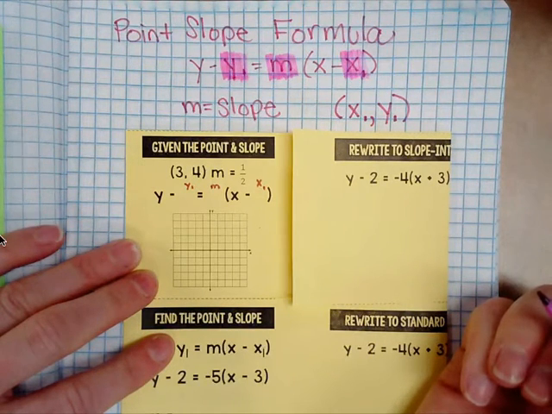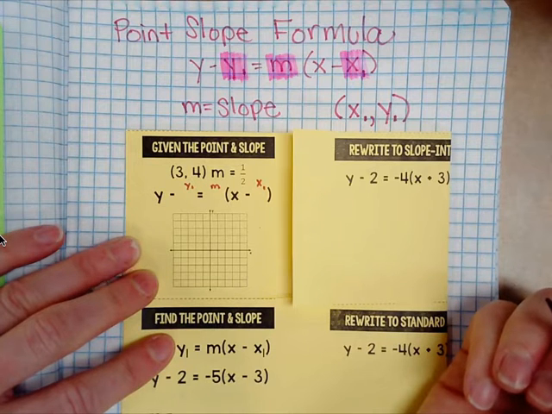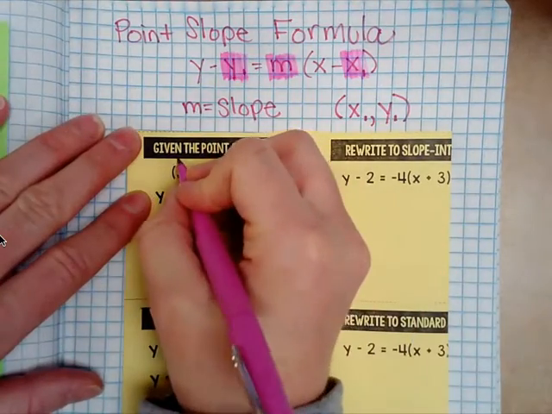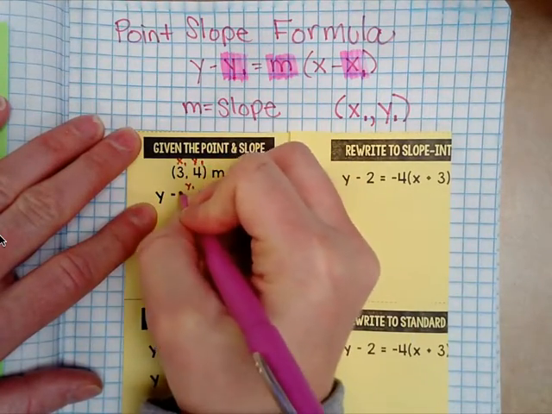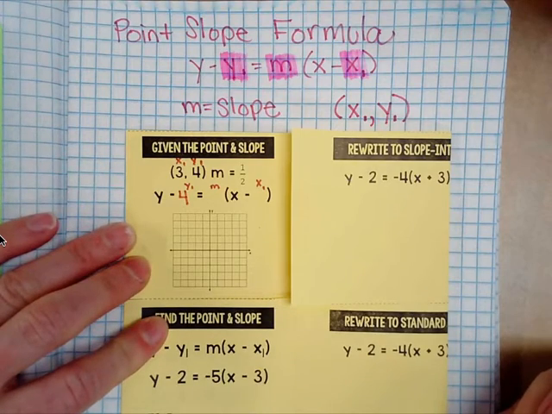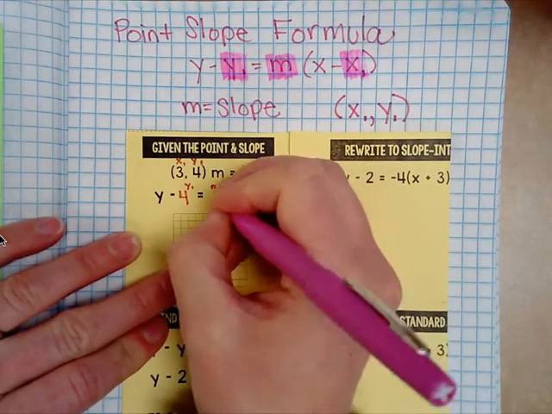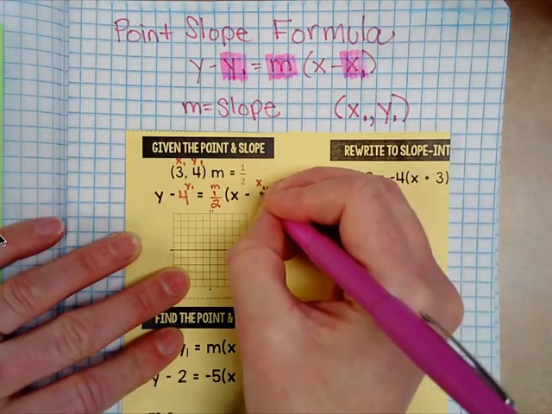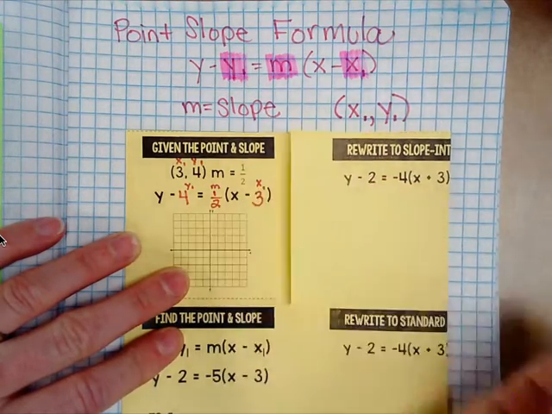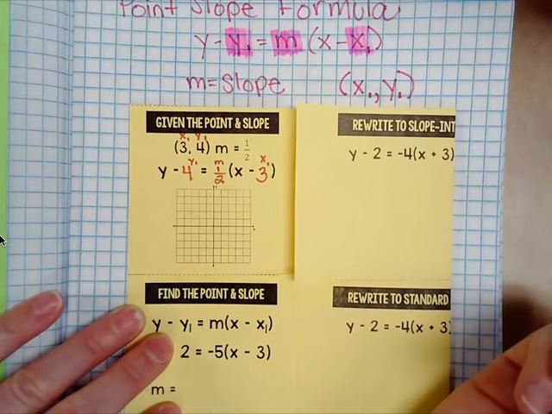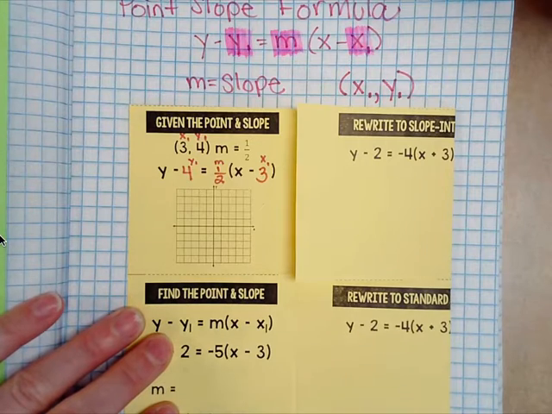So what is the y1? 4, yep. Because this is x1 and this is y1, so it'll be minus 4 equals, what's m? 1/2. x minus, what's x1? 3. So all we did was plug in the m and x1, y1.